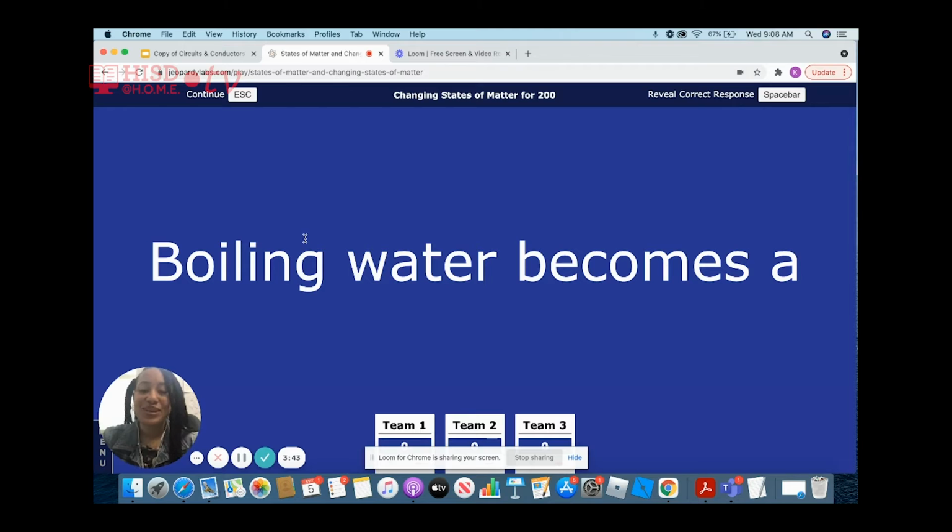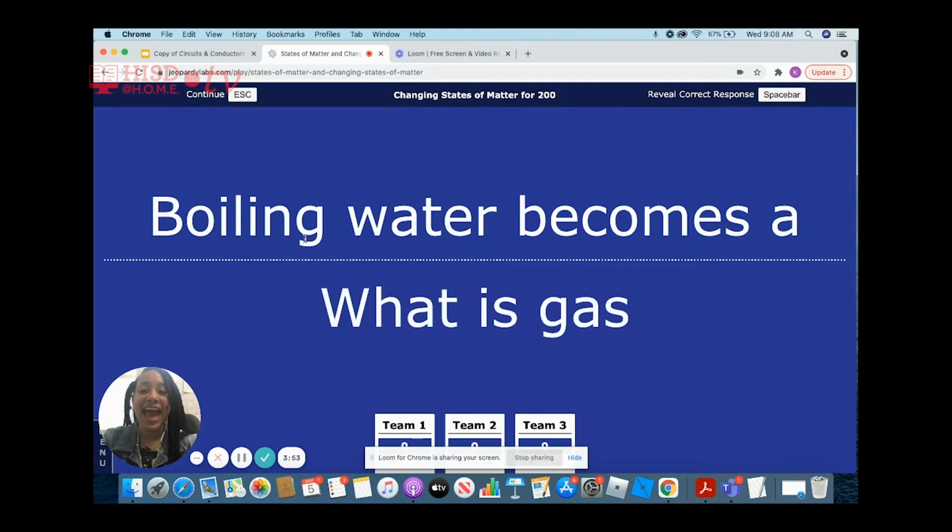States of matter for 200. Boiling water becomes a. So what happens when we boil the water? It becomes a, great job. It becomes a gas.